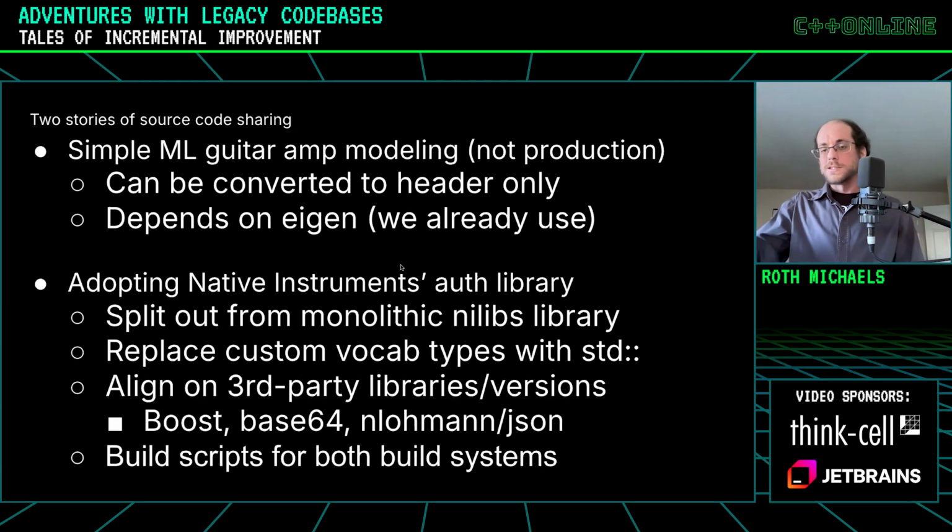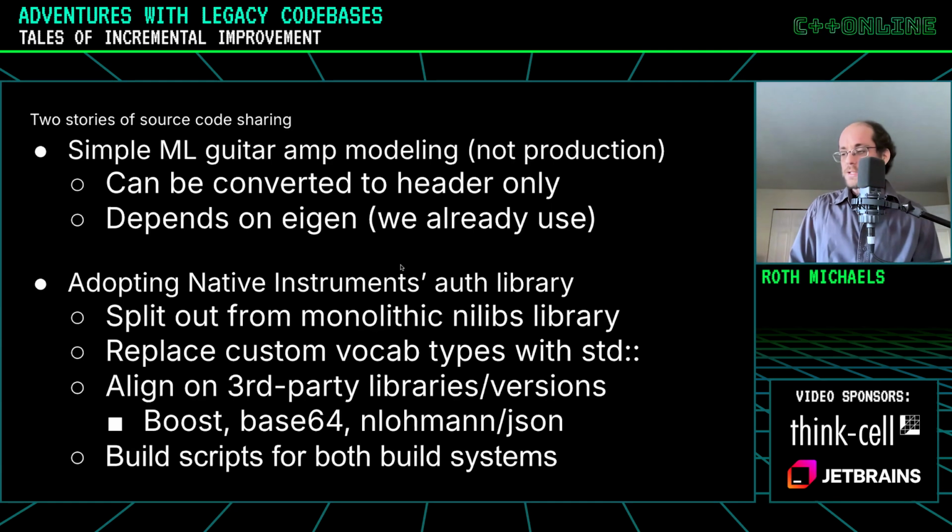be able to provide licensing and authorization with a unified system. And so we were going to adopt the Native Instruments authorization library in our Brainworks and iZotope plugins. And this was part of a monolithic, shared libraries repo they had. So we split out the library from the monolithic repo, talked about custom string types or path types. We rewrote it so all the custom vocabulary types were using standard library types, and we aligned on a small set of third-party libraries that all companies could easily adopt that this library would use.